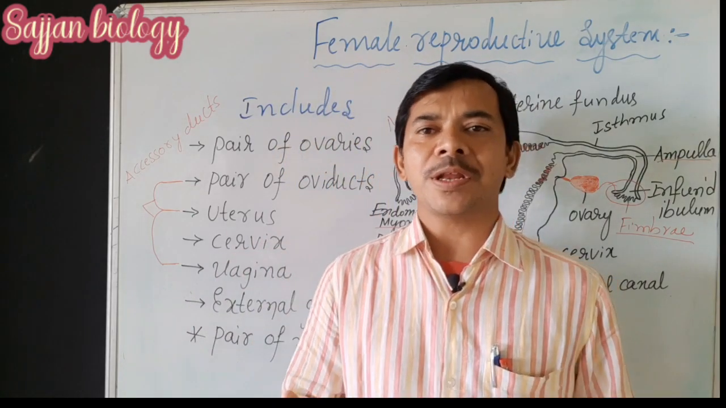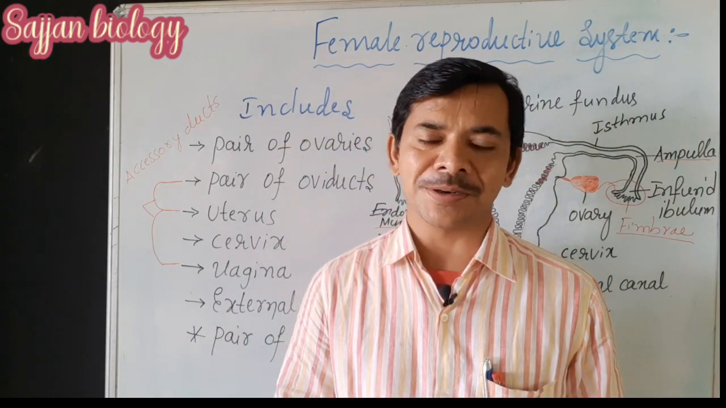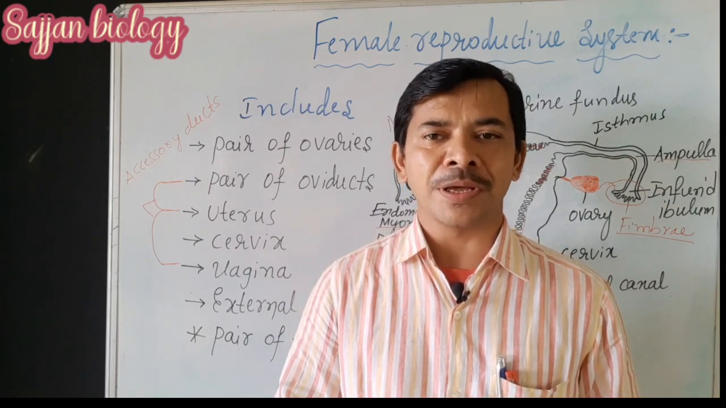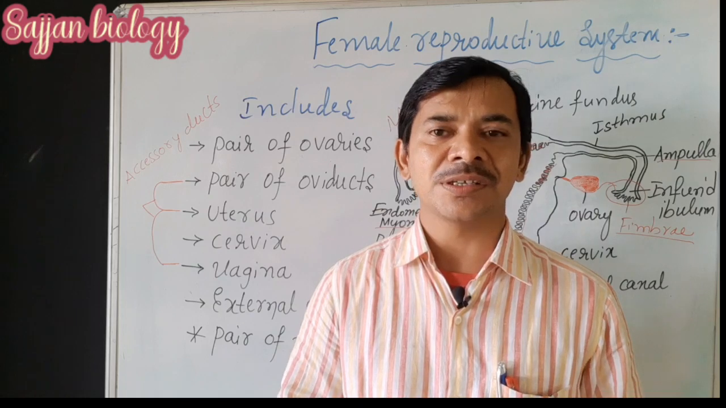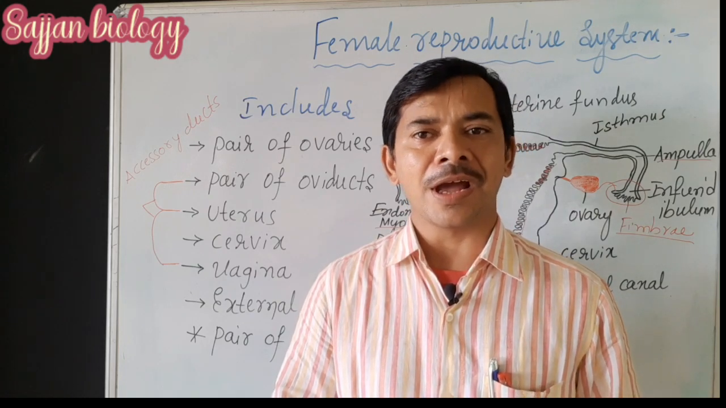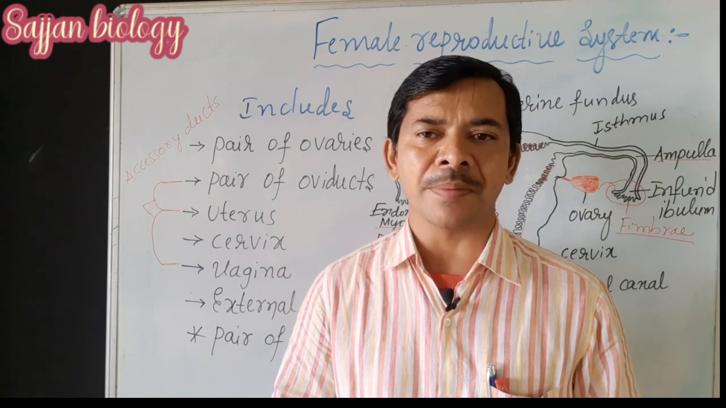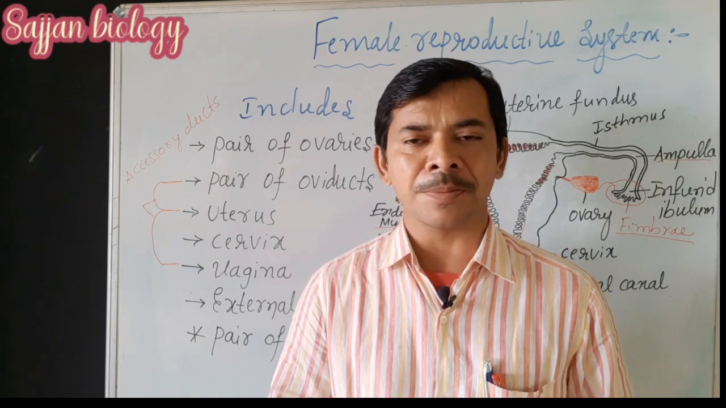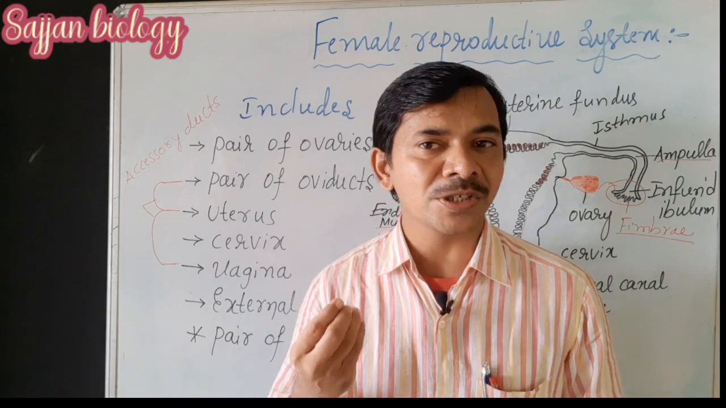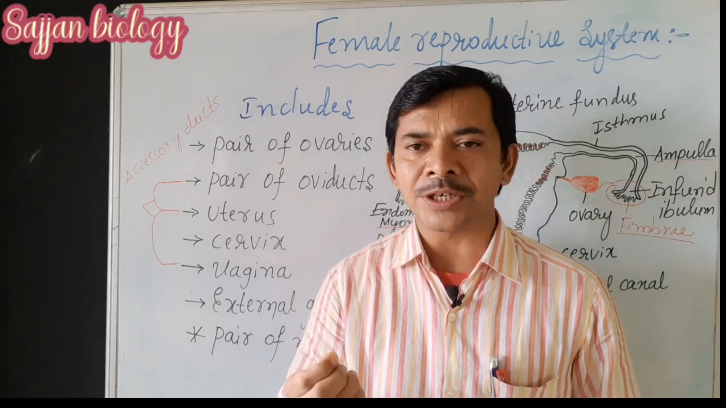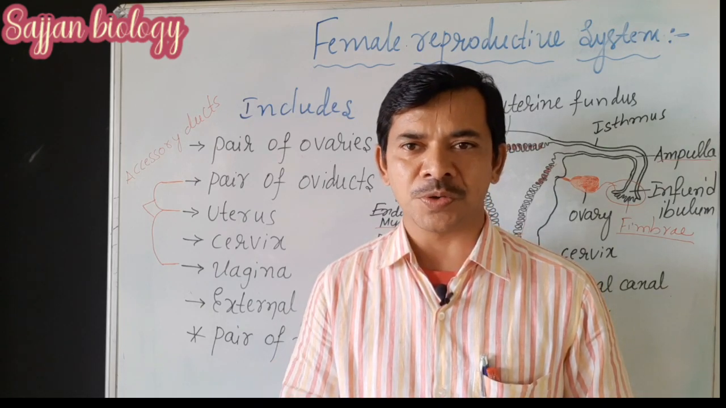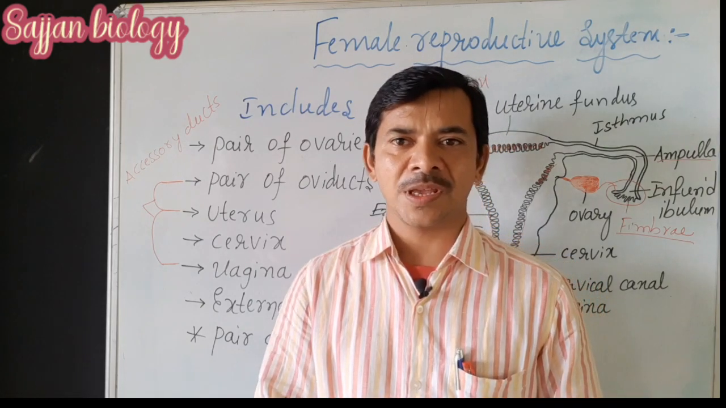And what exactly is the female reproductive system consisting of? A pair of ovaries, a pair of oviducts, uterus, cervix, vagina, external genitalia, along with a pair of mammary glands that are integrated structurally and functionally, and they support ovulation, fertilization, pregnancy, parturition and childcare.